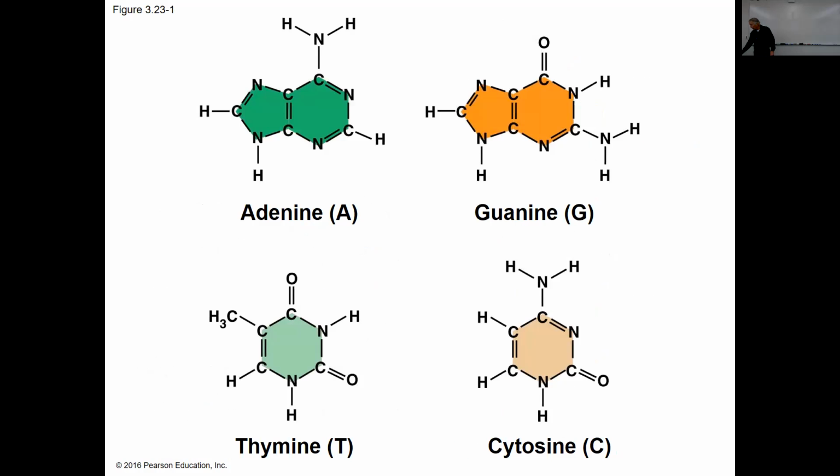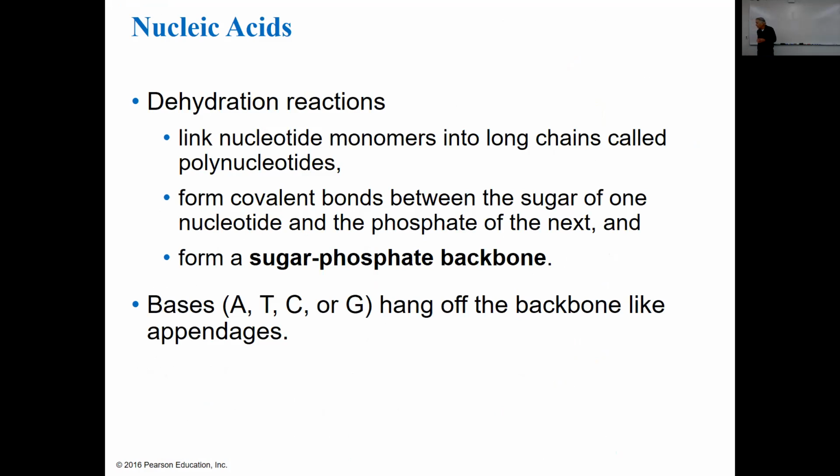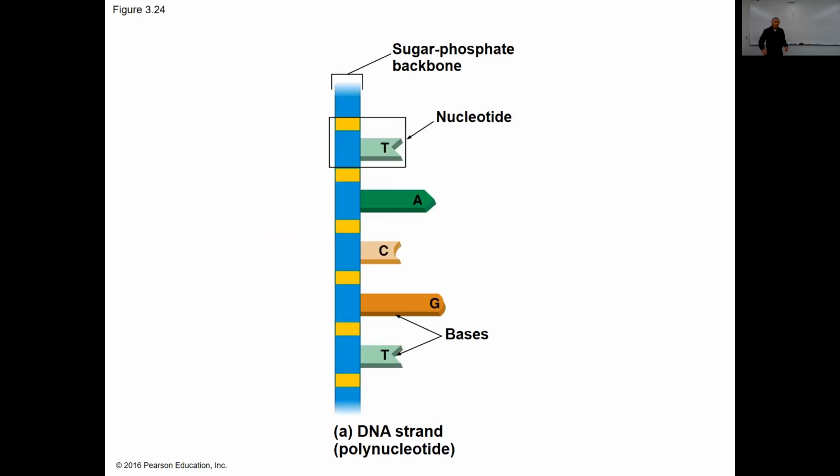There are the nucleotides again, linked by dehydration reactions. So again, you're going to use dehydration to link nucleotide monomers into long chains called polynucleotides. Form covalent bonds between a sugar of one nucleotide and a phosphate of the next. That's why it's called a sugar-phosphate backbone. Sugar, phosphate, sugar, phosphate. And then the bases hang off the backbone like appendages. And you can think of it as a spiral staircase. You know, the bases form the stairs of the spiral staircase.